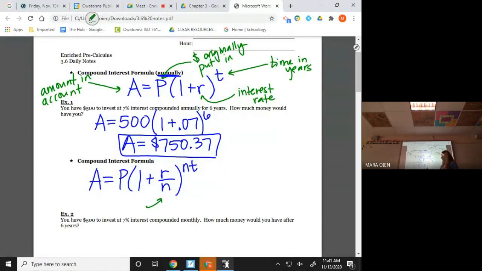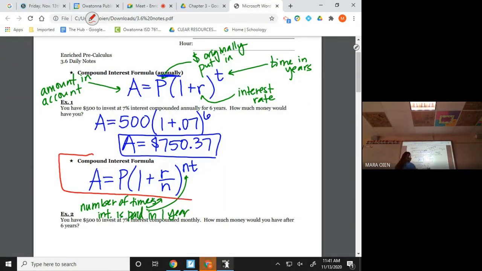And that n and the one up here are just the number of times interest is paid in 1 year. So between these two formulas, this one is the one that we're going to use the most often because this one will actually work for that last problem that we just did.